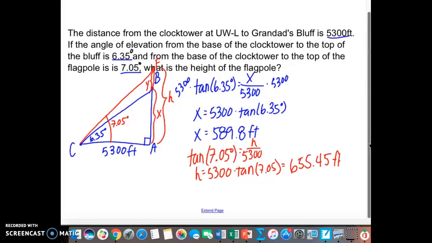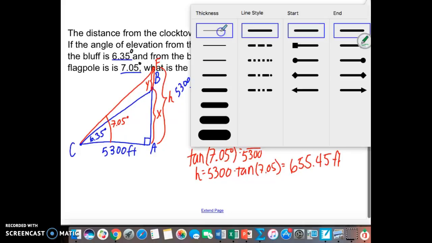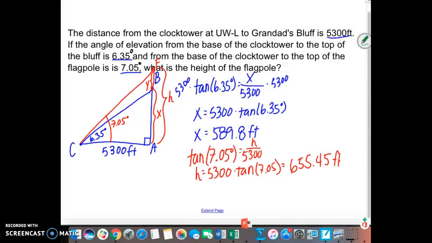Now looking back at our original picture, we now know the entire height, including the flagpole, is 655.45 feet, and we know that just the height of Granddad's Bluff is 589.8 feet. So to find just the height of the flagpole, we know h equals x plus y.